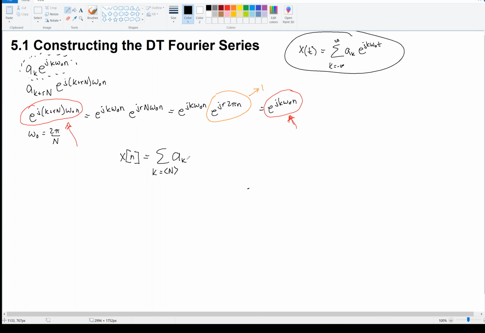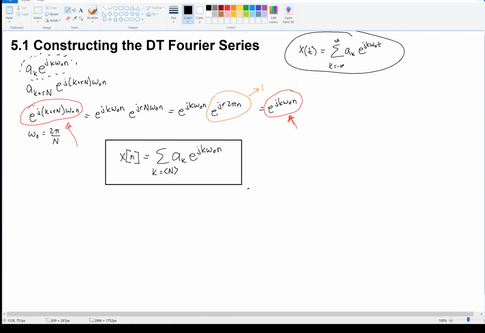a_k e to the j k omega 0 n. So other than that, this equation is what you might expect. When you transition from continuous to discrete, everything else here is the same. So we have the t becomes an n, right? The t becomes an n, and everything else stays the same, but we're summing over one full period, not infinite harmonics. So we don't want to double and triple count.